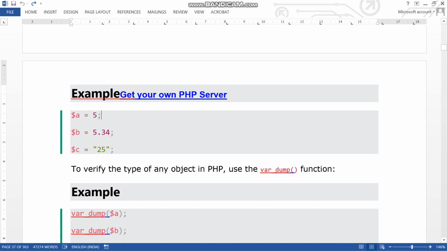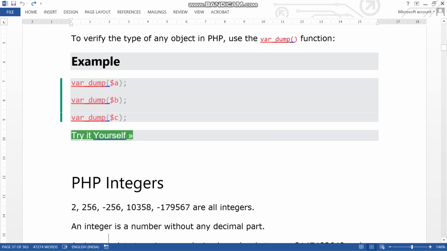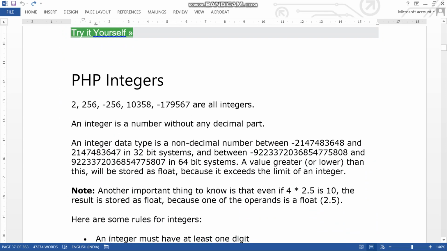This is an integer, this is a float, and this is a string. It's simple, it's a number, but the double quote says that it's a string. So see, these are all examples of the PHP integer. Negative values are also given.